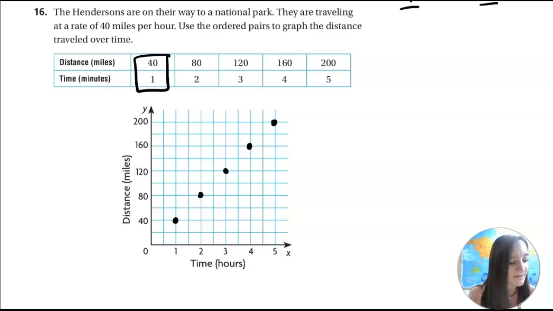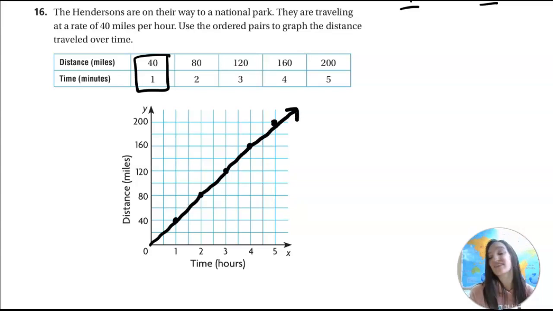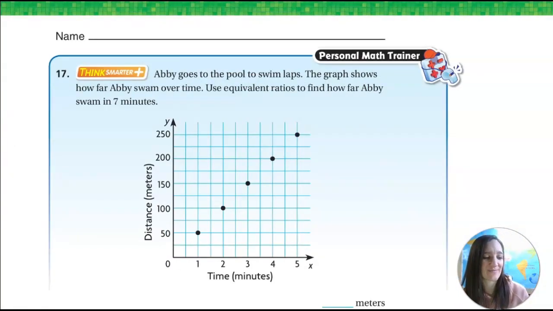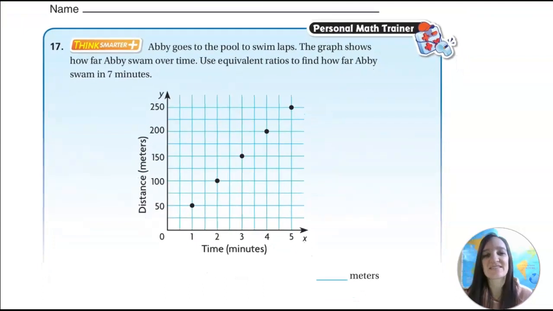Now, graphing it means that you connect these dots. So that could be a very easy problem as long as you make sure that you connect those dots. Abby goes to the pool to swim laps. The graph shows how far Abby swam over time. Use equivalent ratios to find how far Abby swam in 7 minutes.